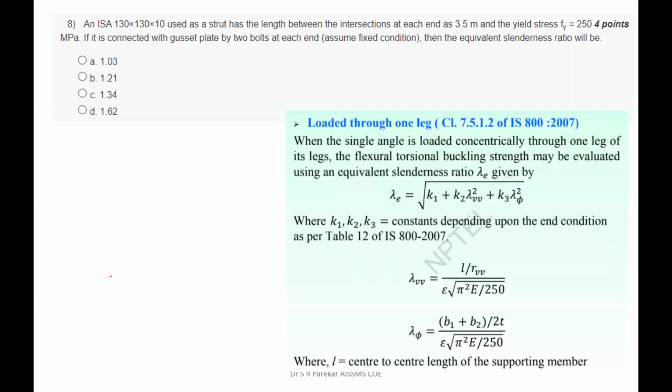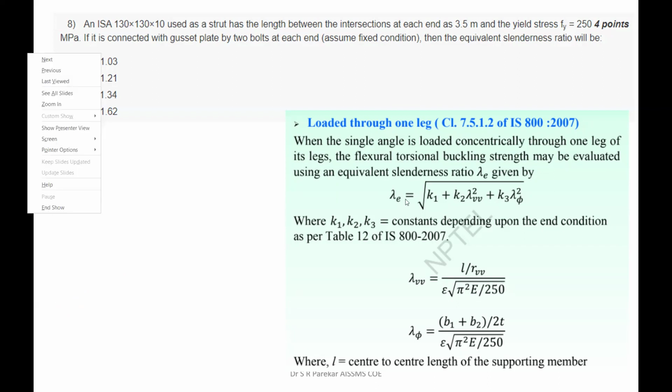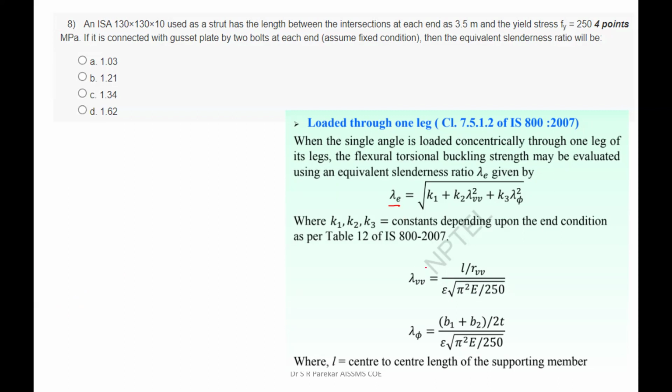So now a single angle is given. We have to find the value of lambda E, the equivalent slenderness ratio. We can see for this lambda E we have this formula. Now K1, K2, K3 we have to use. If we go to IS 800, we have that as table number 12. From this we have to get the values of K1, K2 according to the number of bolts and the fixity. As they have mentioned, assume fixed condition, and they have given 2 bolts.